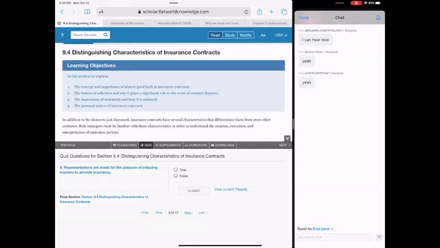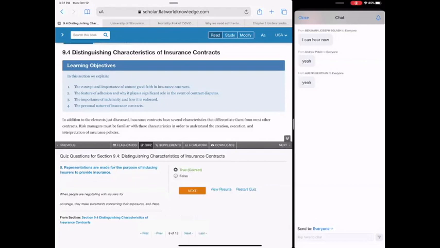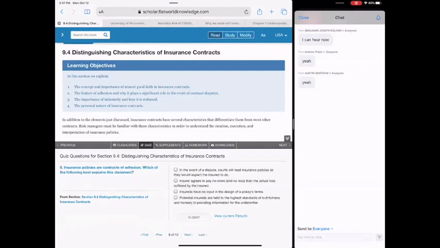Representations are made for the purpose of inducing insurers to provide insurance. That is true. Customers, or potential prospective customers, make representations with the goal of getting the insurance company to issue the policy.